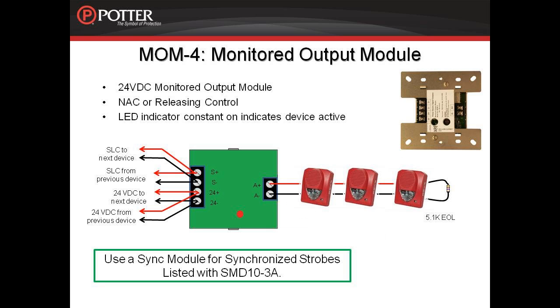The MOM-4 or Monitored Output Module is a programmable output to control power, which then in turn operates notification appliances. This device is commonly used to activate a remote notification appliance circuit. With the SLC, you will also need to bring 24 volts DC to the module to power the notification circuit. The contacts on the MOM-4 are rated 2 amps at 24 volts DC. If synchronization is required for the notification circuit, the MOM-4 is listed with the SMD10-3A module for Potter AMSECO synchronization, as well as 2 modules for Wheelock synchronization. Remember to set the address for the MOM-4 before connecting it to the SLC.